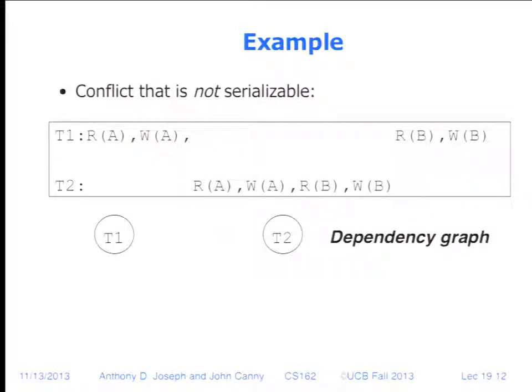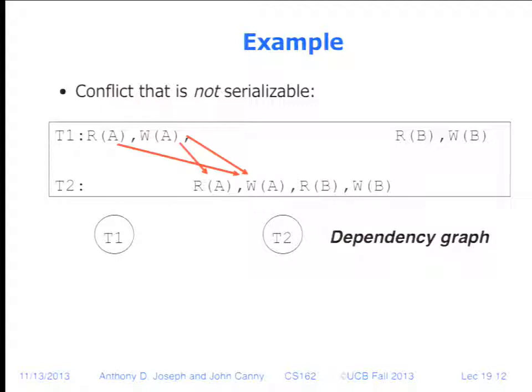Here's one that's not conflict serializable. So, we have a similar set of conflicts for the A's, and now what about the B's? Which way do the B arrows go?